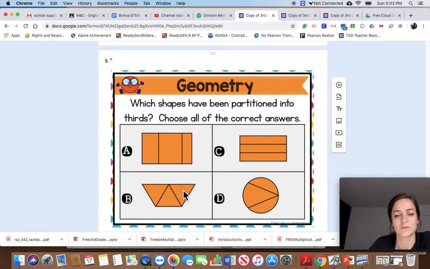Okay, this one's cut into 3 pieces. Are they equal 3 pieces? Yes, right? All of these shapes are the exact same size. So this B is one of your answers. That's the first one. Let's look at C.